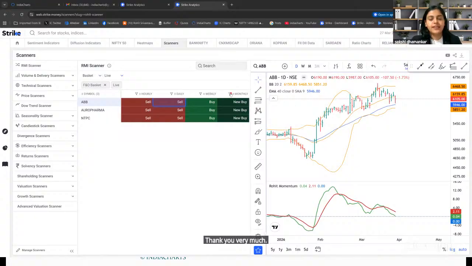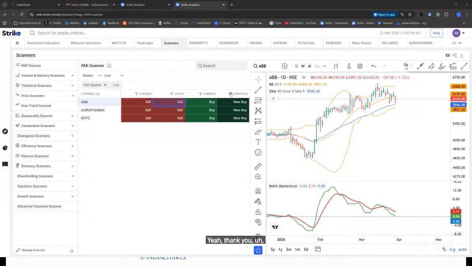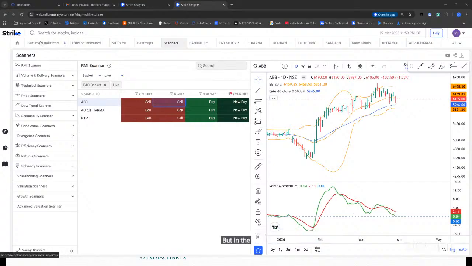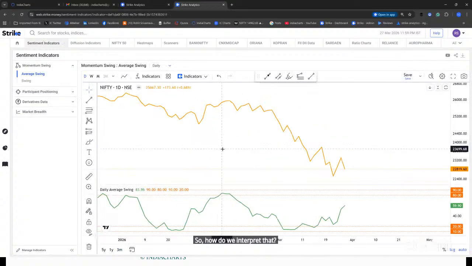Moving ahead towards the next question. Deepthi P, if you could also ask your question. I have unmuted you. Good morning, sir. So I have a doubt. Like in the sentiment indicator, Nifty is showing like it's going down. We need to take puts. But in the Rohit indicator, it is showing like a new buy, sir. So how do we interpret that?